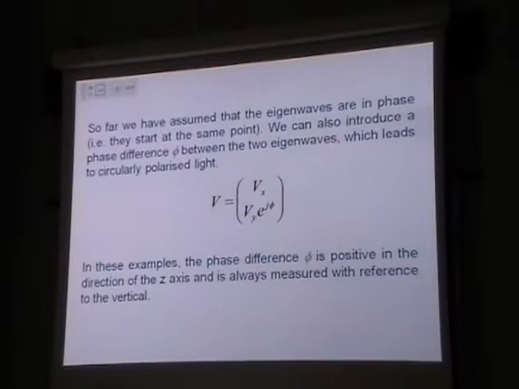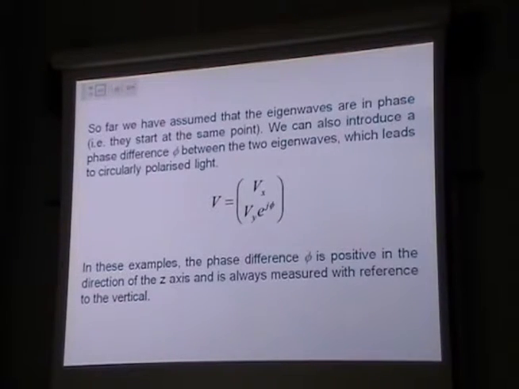However, the world is not linear, so we have to add more information to the system, and that is the phase between these two eigenstates. They don't have to start at the same point on the y-axis. Therefore I add an e to the j phi term, where phi is essentially the phase delay between the two states, and that gives me a whole bunch of different polarization states, which now relate not only to the two eigenstates, but their relative phase between each other.